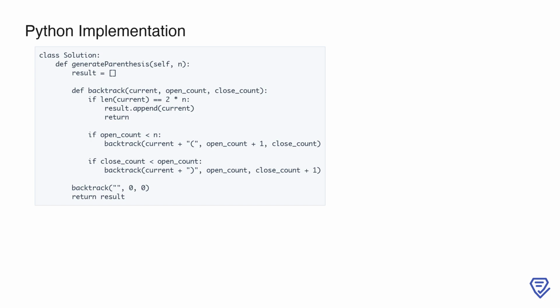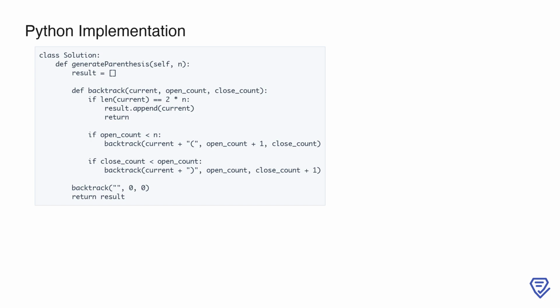The base case for recursion is when the length of the current string equals 2*n, meaning the string is complete with n pairs of parentheses. At this point, the string is appended to the result list. The recursive logic ensures that at any point: 1. An opening parenthesis can be added if the open_count is less than n. 2. A closing parenthesis can be added if the close_count is less than the open_count. This guarantees that the generated string is always valid because it prevents unmatched closing parentheses.